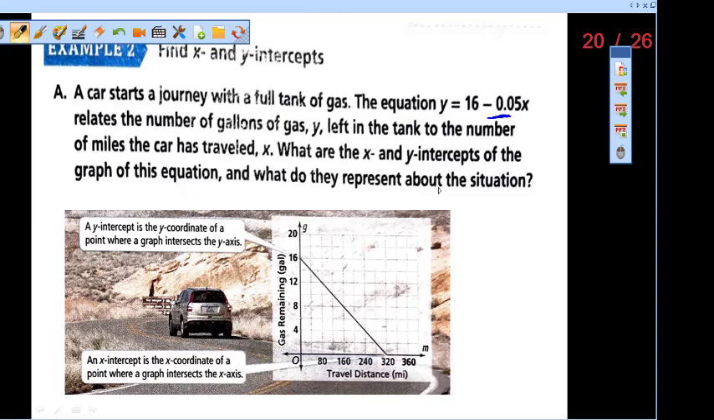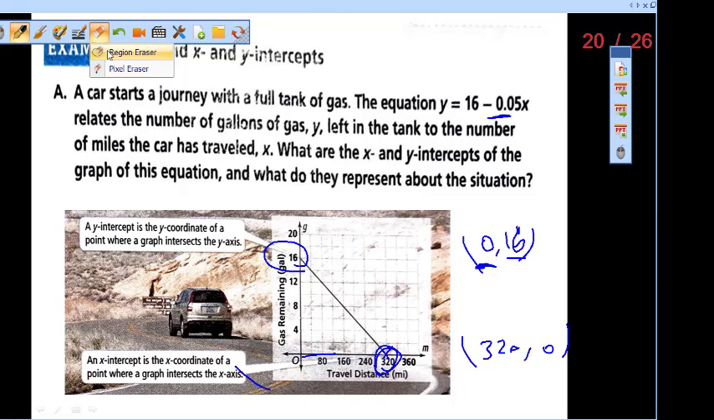Okay, guys, and he asked what is meant by x-intercept and y-intercept. The y-intercept, guys, is 0 and 16. When he has covered 0 kilometers, he didn't consume anything. It means the tank is still intact, still the same, which is 16. It means he may be at a gas station now. After he finished the road, after he finished the tank, this is my x-intercept: he covered 320 and the tank is empty.